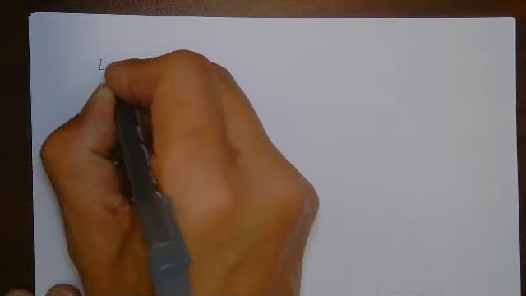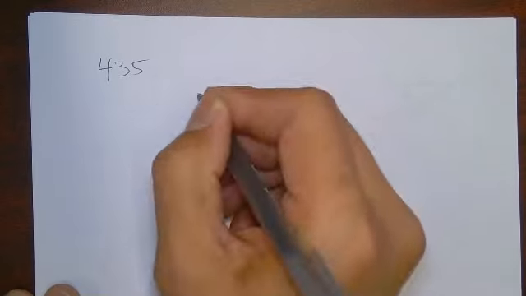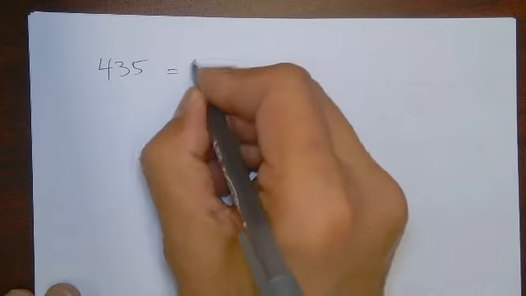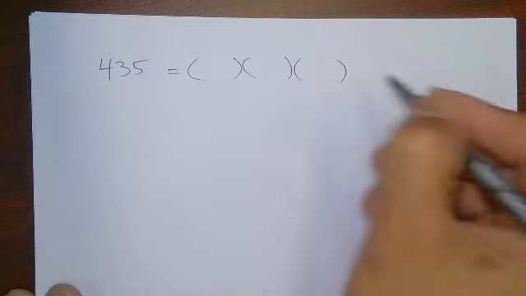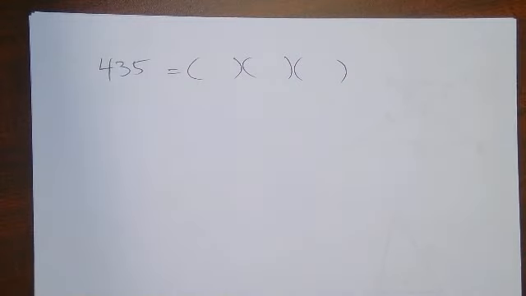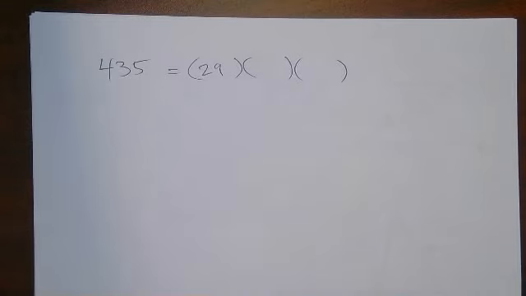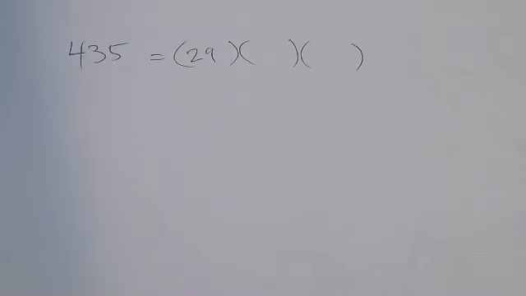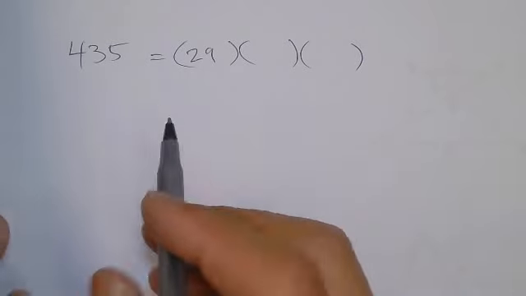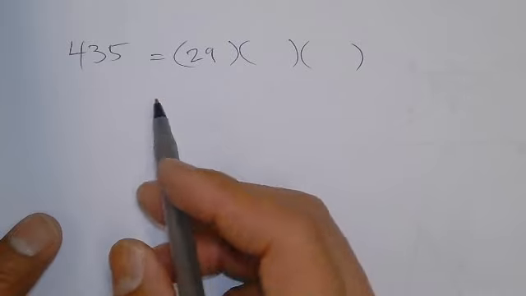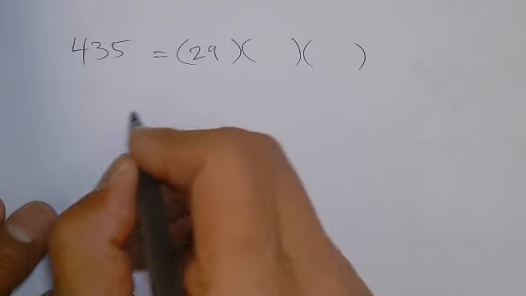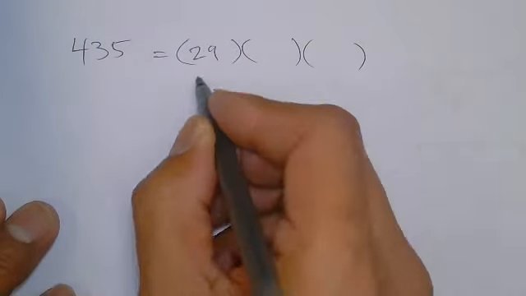Let's say I give you the number 435, and I'm telling you that that's the product of three prime numbers. And I'm going to give you one of them. One of them is 29. How would you find the other two? You divide. I'm going to break down this 435 and divide it by the first one, by 29. There's only one given. So divide by the factor.